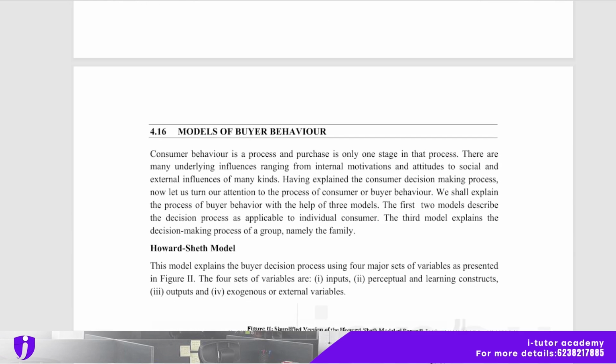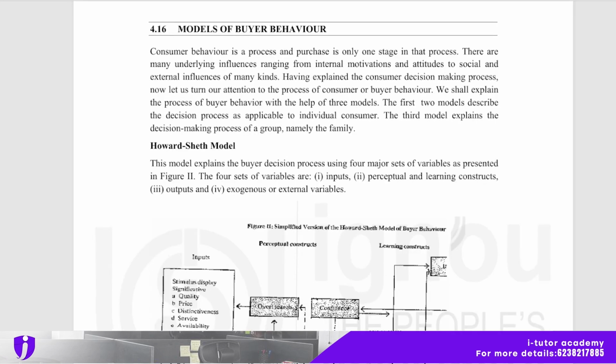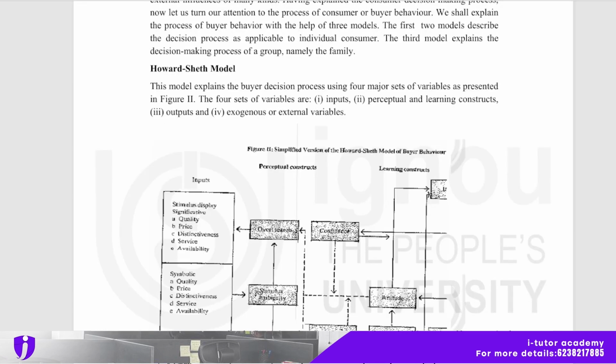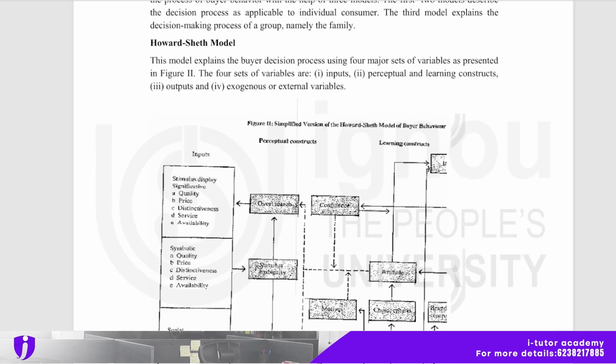And model of buyer's behavior. Consumer behavior is a process and purchase is only one stage in that process. There are many underlying influences ranging from internal motivation and attitude to social and external influences of many kinds. Having explained the consumer decision making process, now let us turn our attention to the process of consumer or buyer behavior. Howard-Sheth model. This is the chart for the Howard-Sheth model. You just go through your material because here it is not that clear.